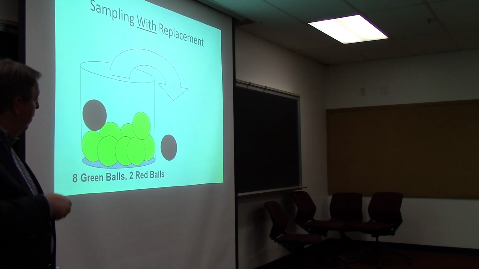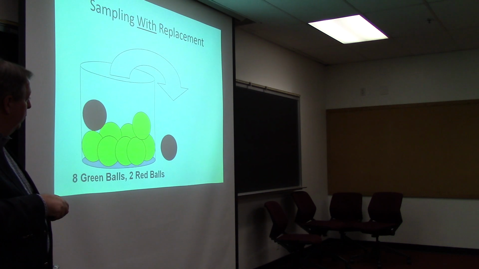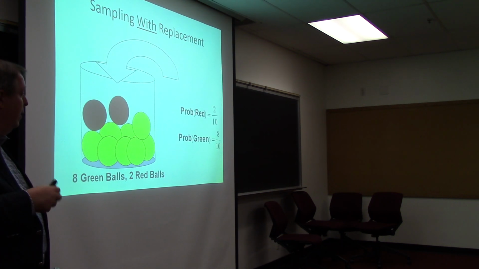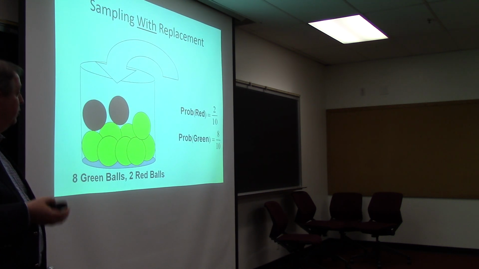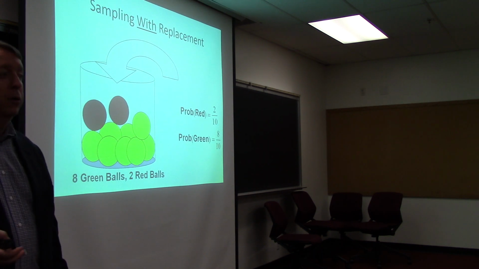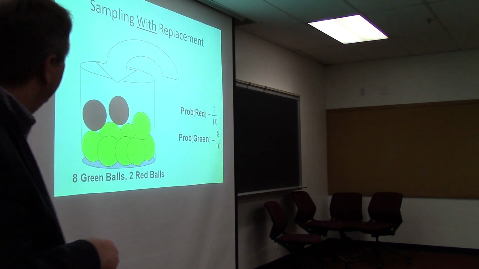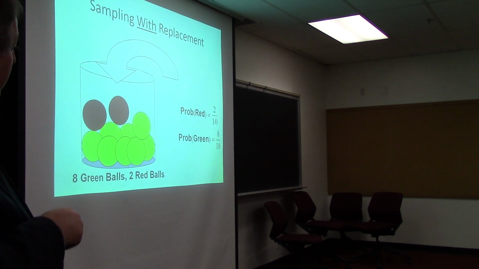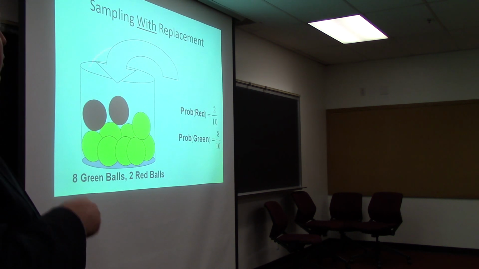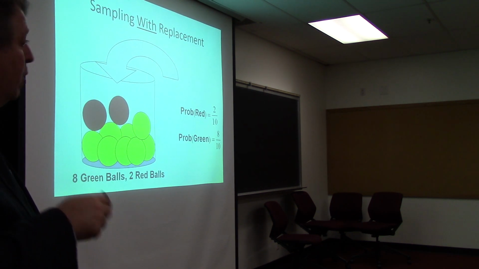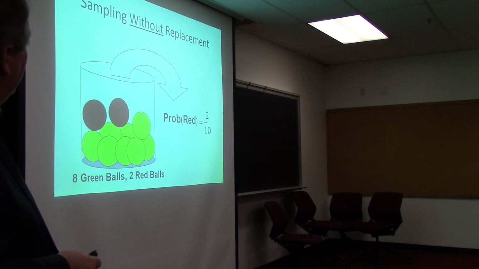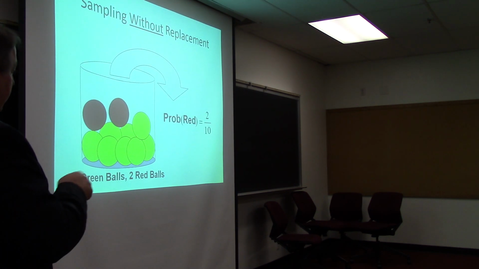So I take the ball, I pull it out, but then when I'm done, I put the ball back in, and now the probability of drawing a red ball is still 2 out of 10, and the probability of drawing a green ball is still 8 out of 10, because I've sampled with replacement. I took the ball out, but then I put it back in again after I drew the sample, so the probabilities are the same. Now what happens though if I do this without replacement?